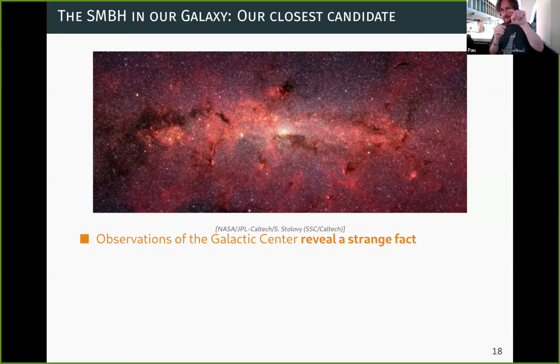When you look at our galactic center, it turns out that there's a bunch of stars which, first of all, should not be there. We don't understand why they are there. They are too young, etc. I don't want to go into details, but it is a problem per se. But they are doing something strange.